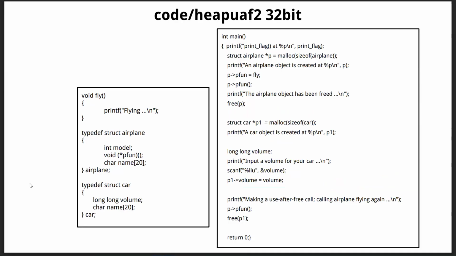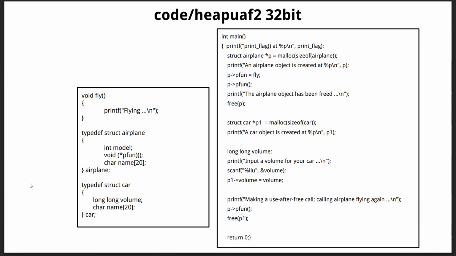The second one is a little bit trickier. UAF 2. We still have the airplane, but the structure is changed. We're still working on 32-bit. There is another function. Then we only have two fields. The first field is a long volume, which is 8 bytes. So those two 8 bytes, this one 8 bytes.